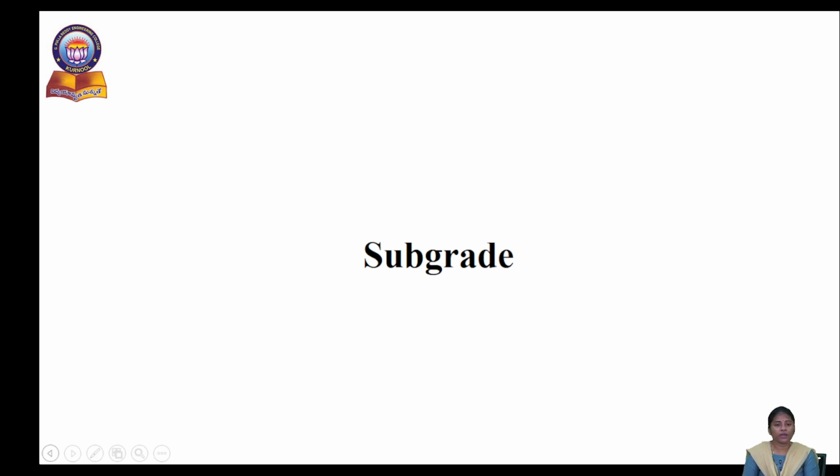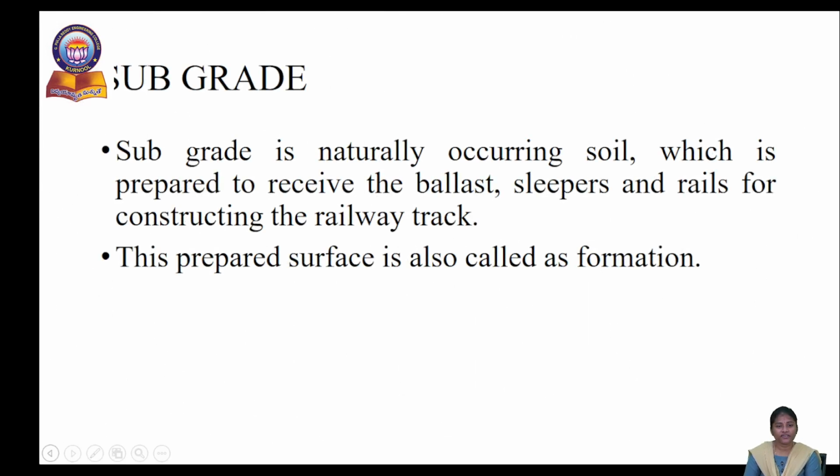In the typical cross section of the permanent way, we discussed the main components, that is rails. Next we discussed sleepers and ballast material, and finally we have subgrade material, which ultimately receives all the loads coming from the rails, sleepers as well as ballast. So subgrade is naturally occurring soil which is prepared to receive the ballast, sleepers and rails for constructing the railway track. This prepared surface is also called formation.